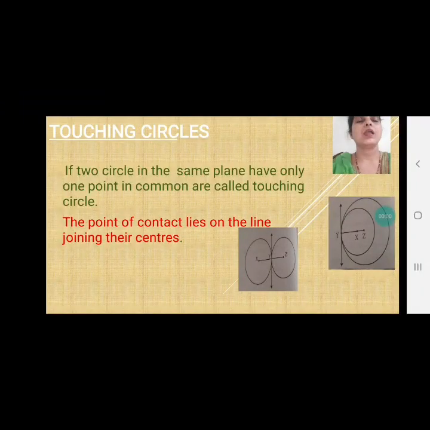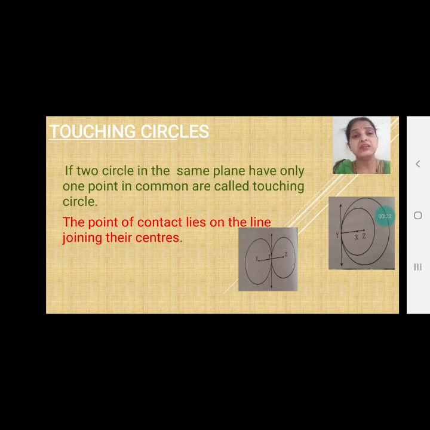The topics that we are going to discuss today are touching circles, arcs of circles, and problems related to it. So let's begin. Touching circles. If two circles in the same plane have only one point in common, then the circles are called touching circles. In simple language, touching circles are the circles which meet each other at one single point.